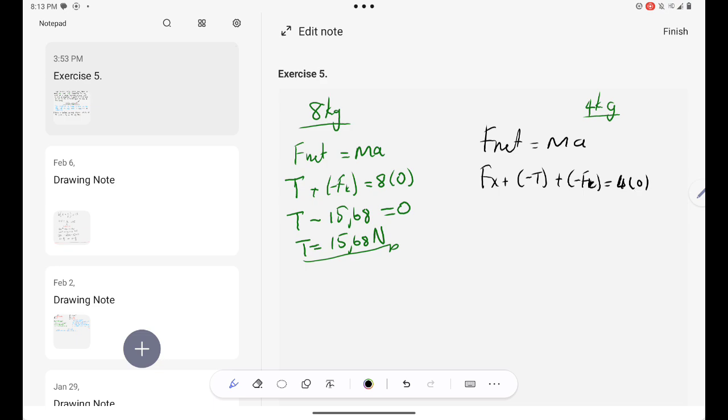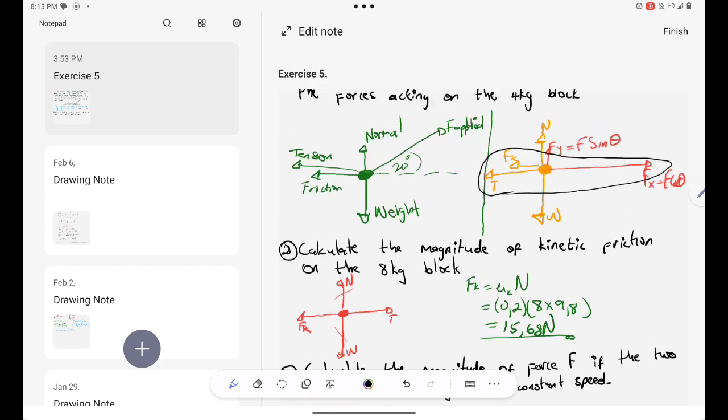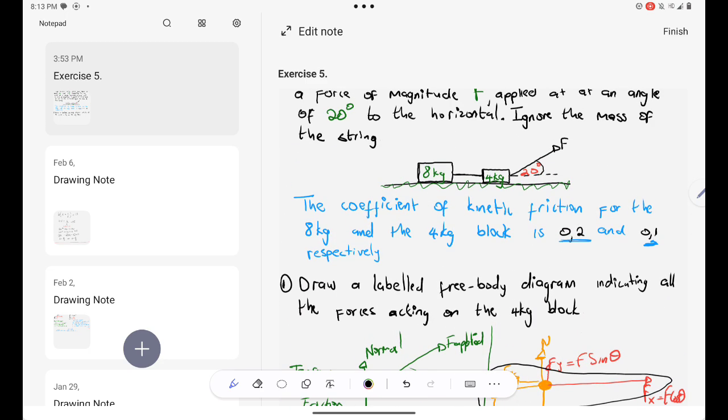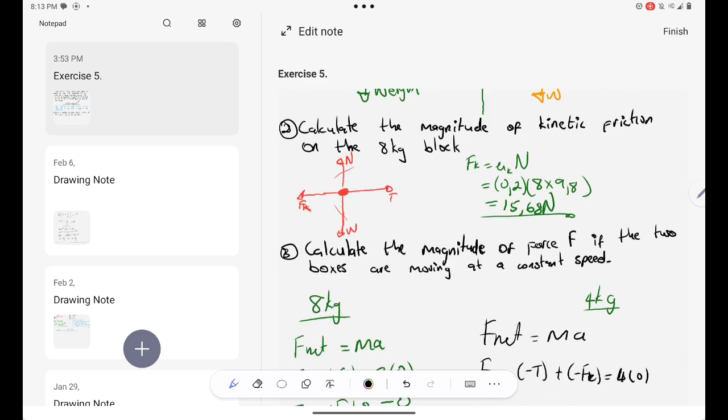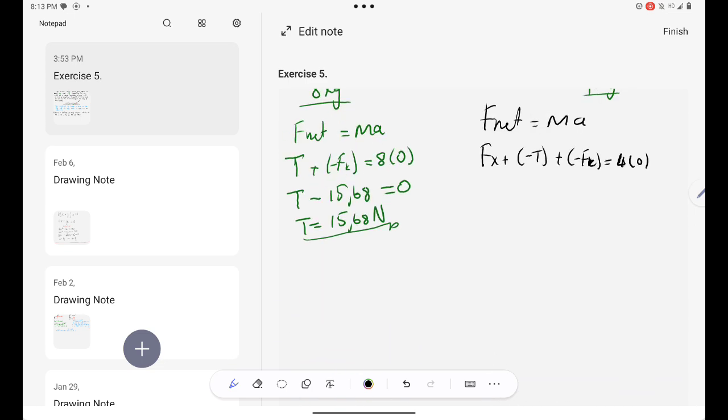One may ask, okay, why is tension positive on one side and negative on the other side? Guys, tension is just an action-reaction force. The same amount of force that the 4 kg applies on the 8 kg is the same amount of force that the 8 kg applies on the 4 kg, but in different directions. Are you together? So the string is trying to pull the 4 kg block towards the left, and the string is also pulling the 8 kg block towards the right. Pulling the 4 kg towards the left and the 8 kg towards the right. Are you together, guys? So that's why on one side it's positive and on the other side it's negative.